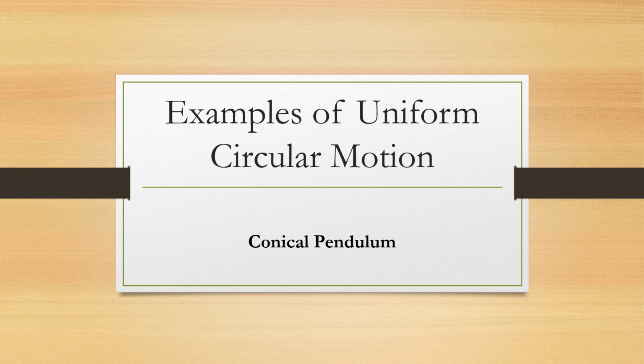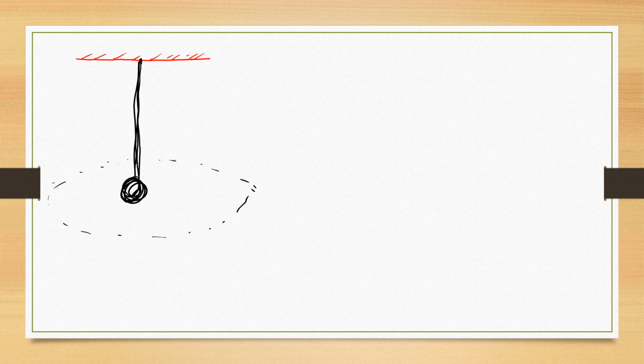But the example that we are going to explore today is the conical pendulum. Consider a rigid support, and from this rigid support I am going to hang a pendulum, and this pendulum is going to move in a horizontal circle. So particularly we are going to study the motion of this pendulum in circular motion, right?